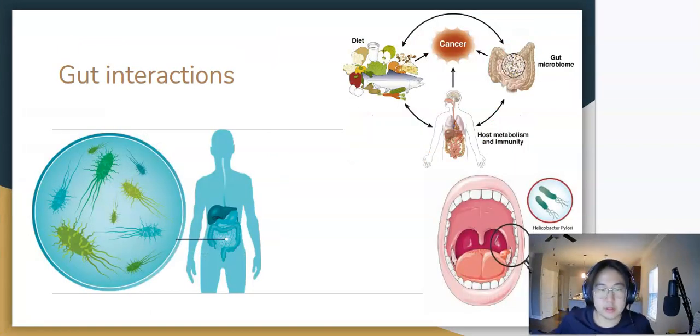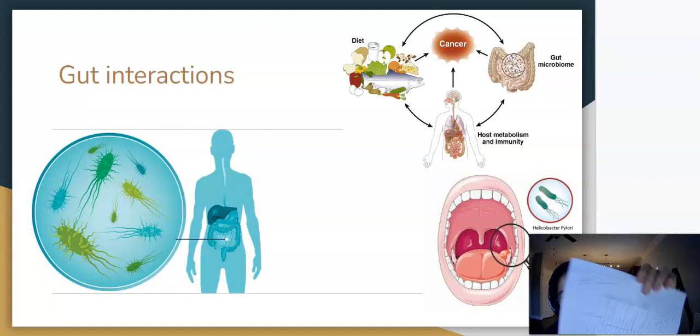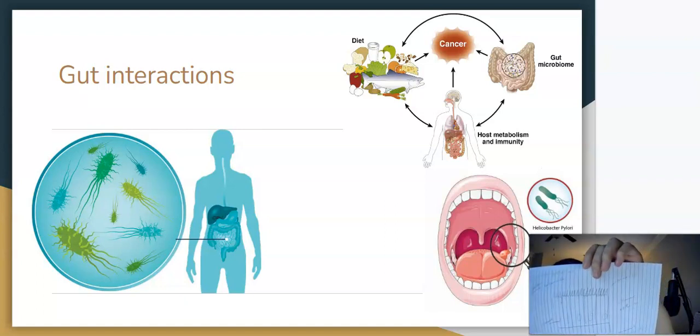So lastly, I wanted to look into the gut interactions and how the oral cavity can affect the gut. The anatomy of the gut typically is composed of the mouth, the pharynx, the esophagus, stomach, small intestine, large intestine, rectum, and anus. And along the gut, typically this is what it is composed of, the columnar epithelial layer.